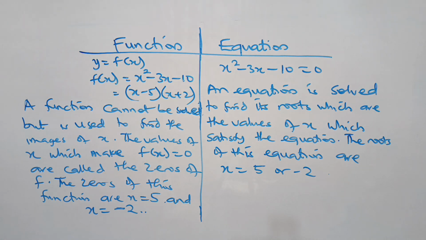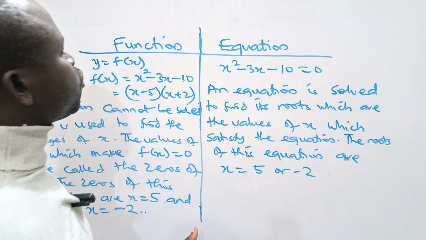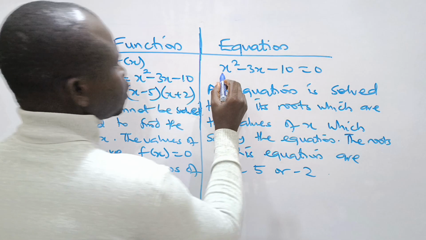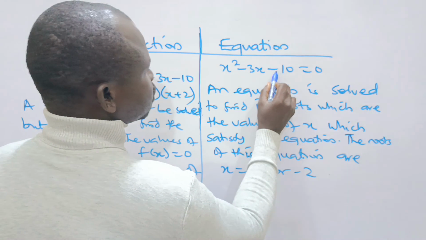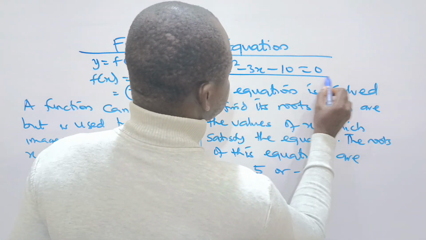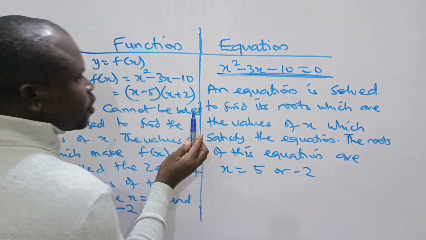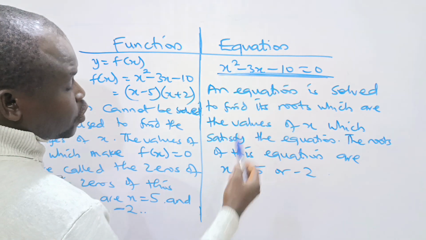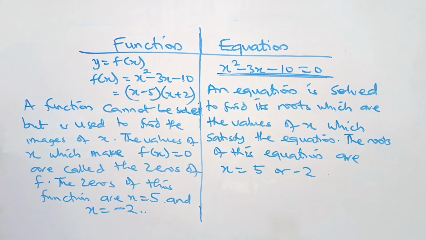So before we move into the new topic, which is polynomial, I want us to differentiate between a function and an equation. If you have this equation, x squared minus 3x minus 10 is equal to 0, of course, we all know that this is a quadratic equation because the highest degree of x is 2, x squared. So this is quadratic. We can have linear equation. So what is an equation?